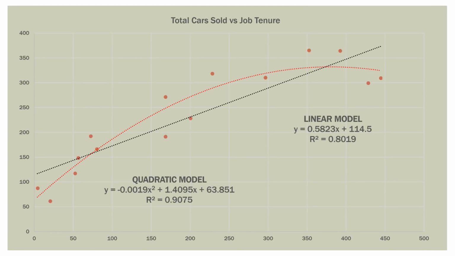Here are the two back-to-back, blown up nice and big. You can see the linear model over here on the right, the black dotted line. That's the regression equation. We have an R squared of 0.8019. Here in the quadratic model, we have that squared term in there, and our R squared is 0.9075. Again, you can see how the red curved model fits the data better than the straight line.